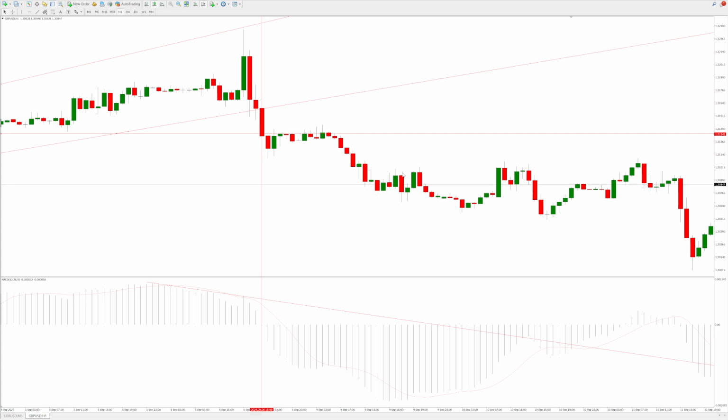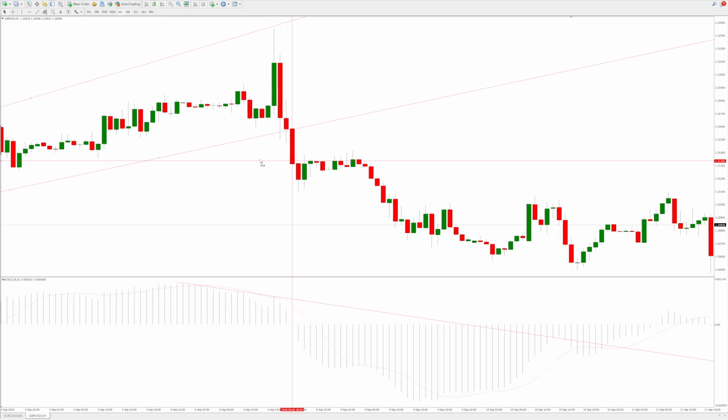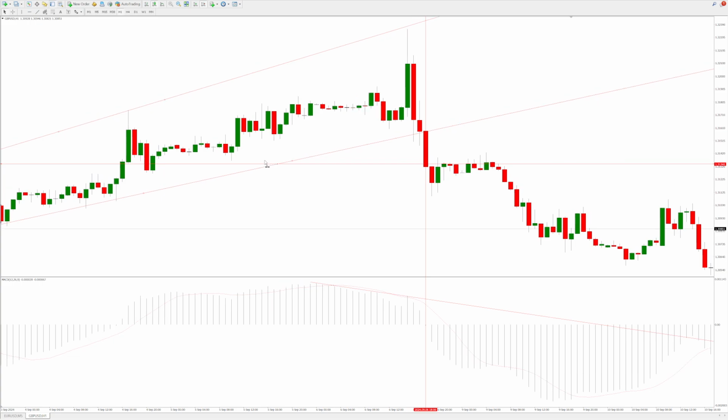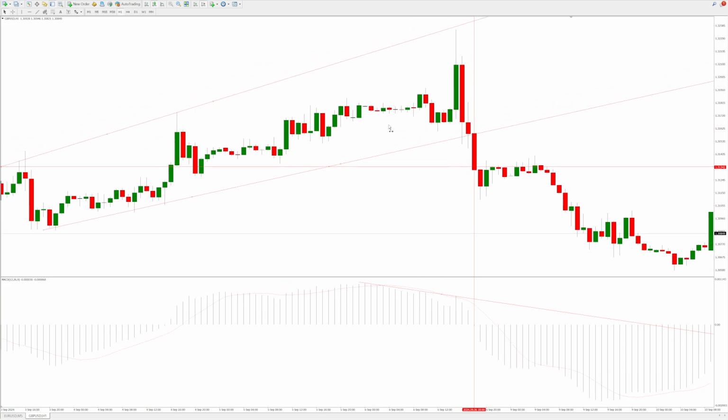Could have trailed the order down, lock in some profits, move stop loss to break even. Don't let the winning trade turn into a losing trade. So there are many ways you can trade this ascending broadening wedge pattern.